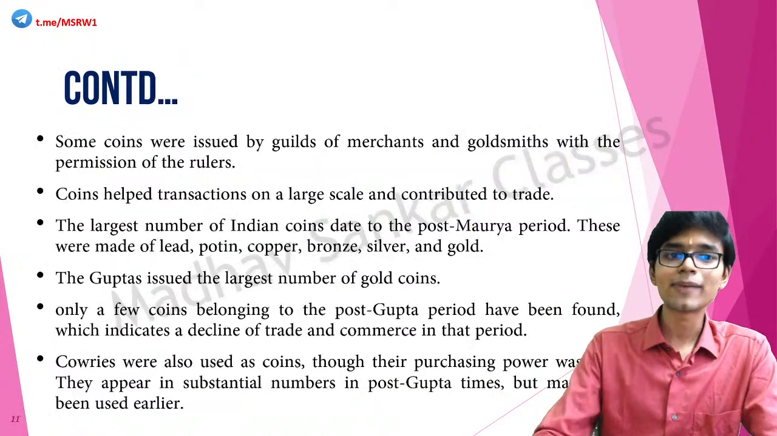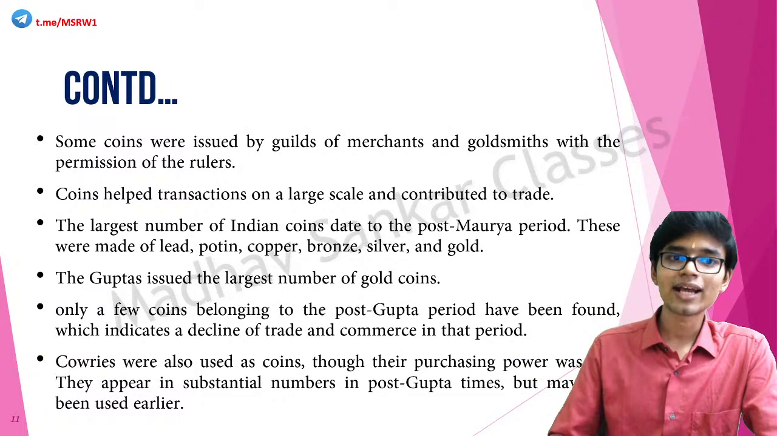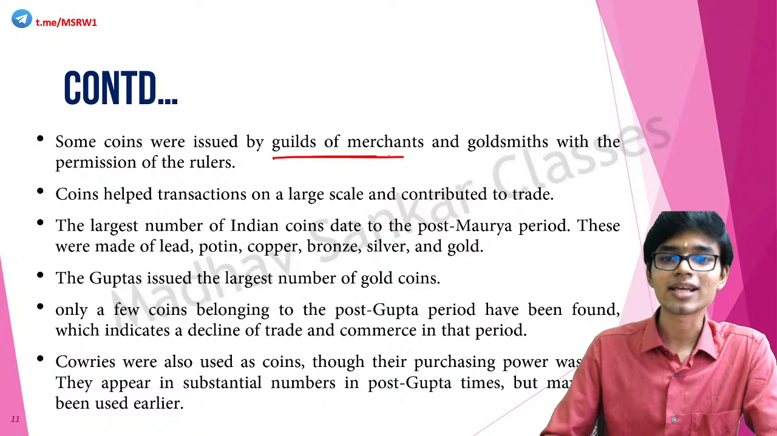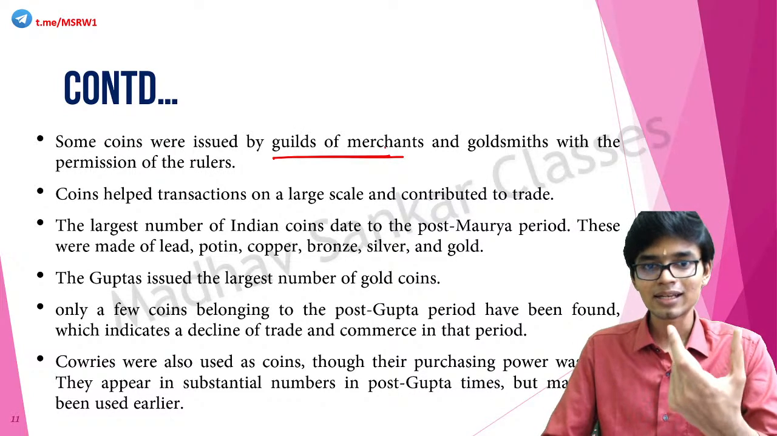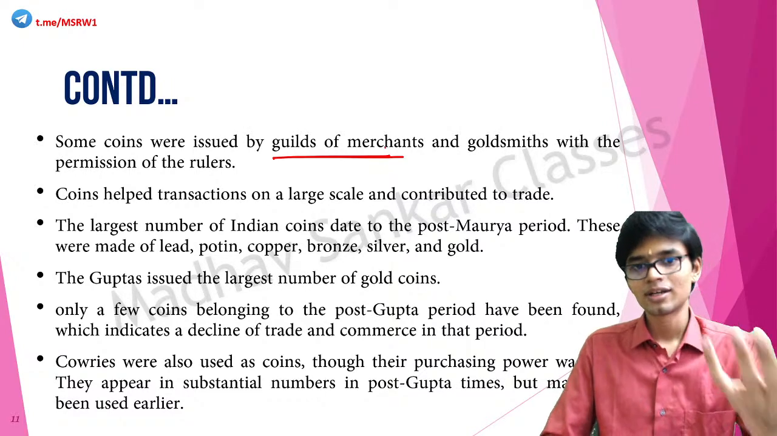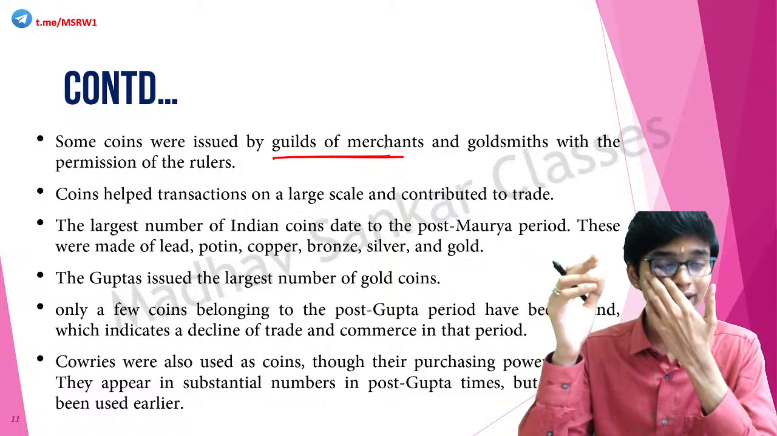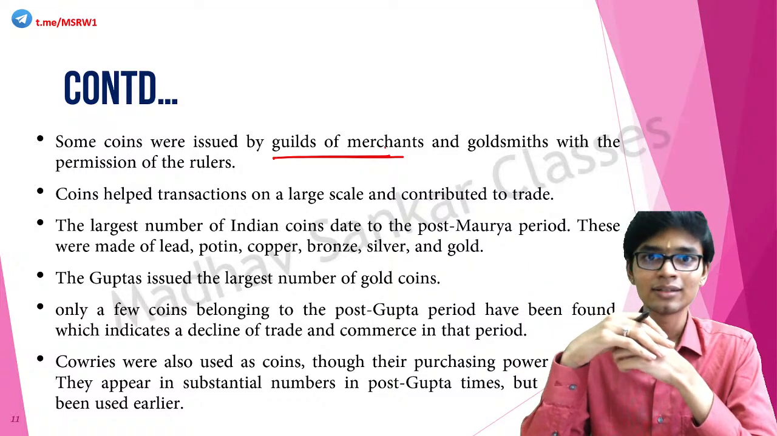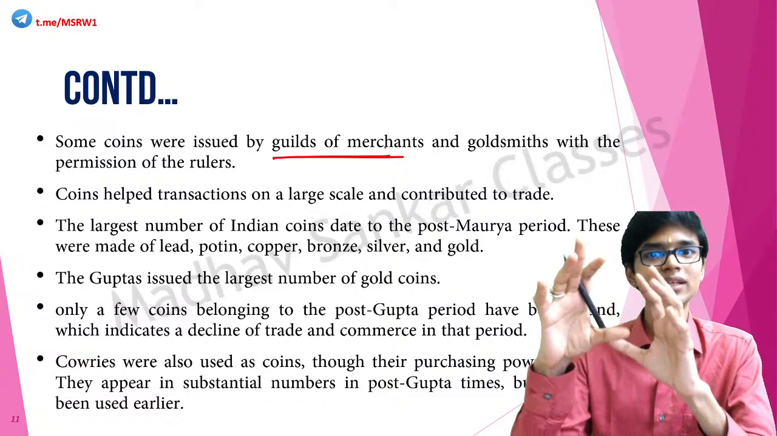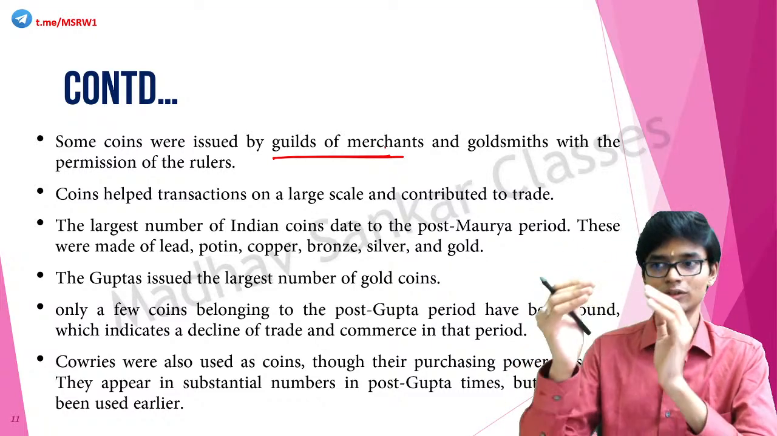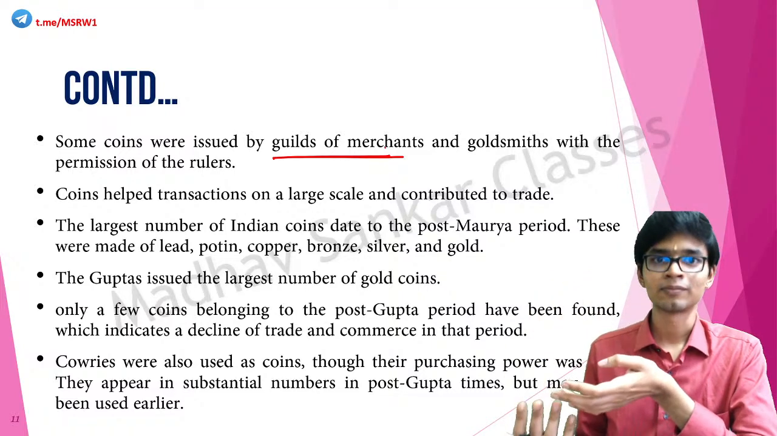Okay, so this is how numismatics helps us in studying ancient India. Some of the coins were actually issued by guilds of merchants and goldsmiths. So from this, we can understand that these guilds of merchants and goldsmiths had that kind of credibility in ancient India, right? Obviously, striking coins is considered very much exclusive to the sovereign, right?